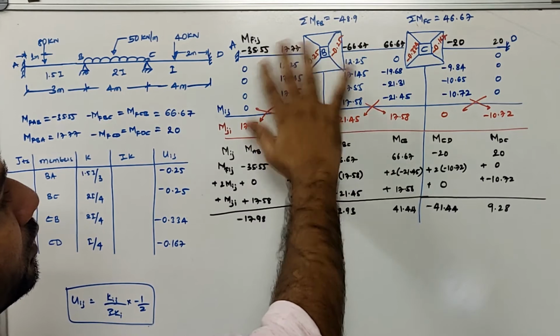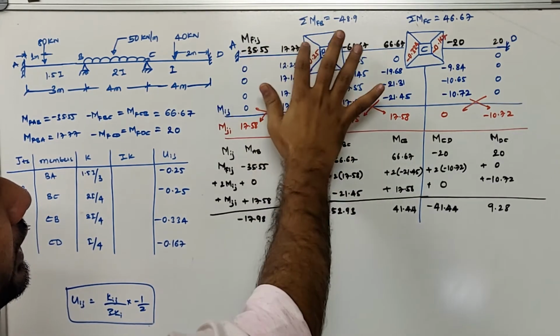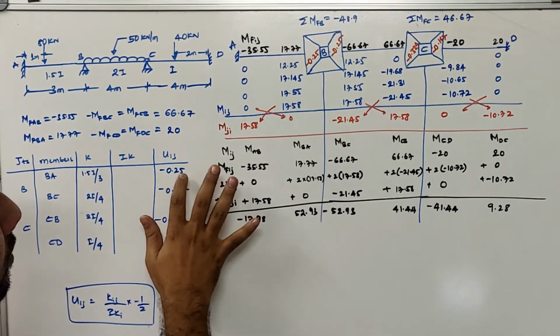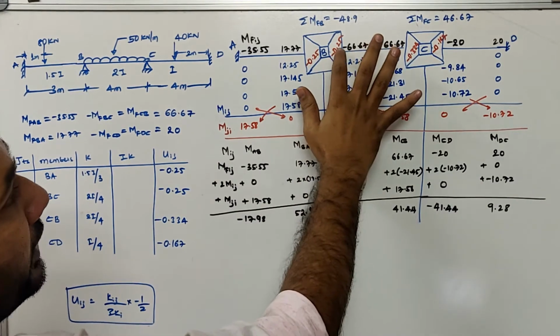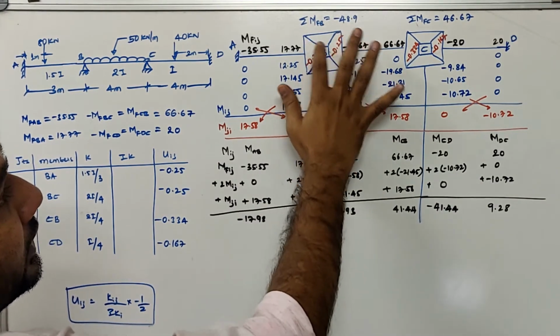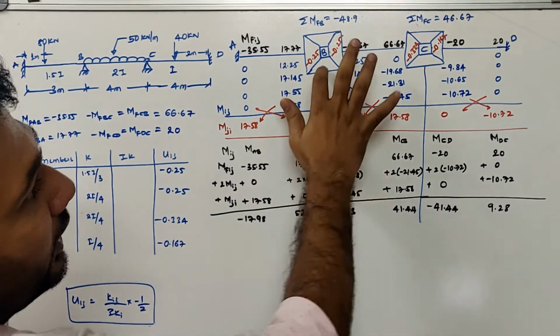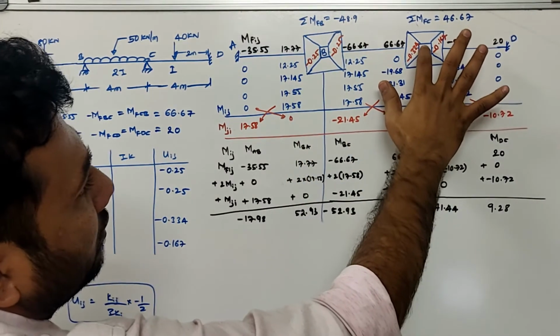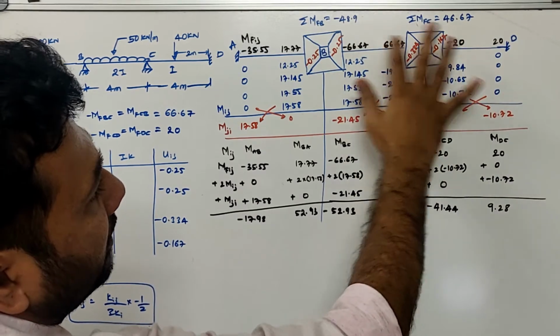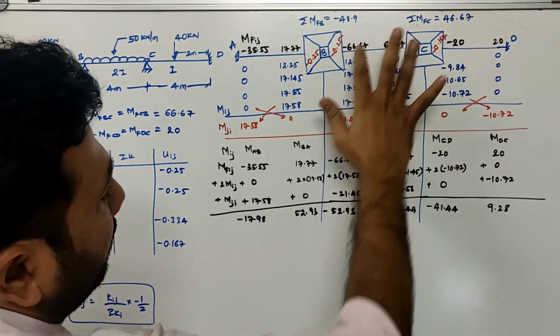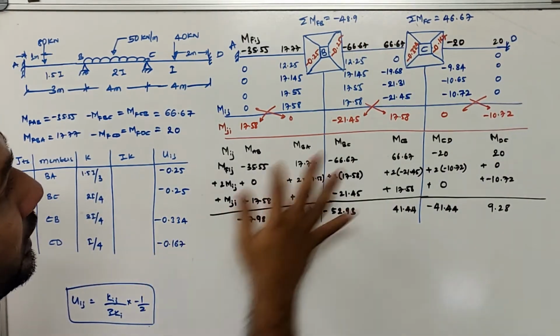So let us try to know what is the rotation factor for BA. Rotation factor for BA is minus 0.25. For BC also it is minus 0.25. So see here, in this portion and this portion I have written minus 0.25, minus 0.25. Similarly going to C, it is connected by member CB and CD. So the rotation factor for CB is minus 0.334, which I have written here.